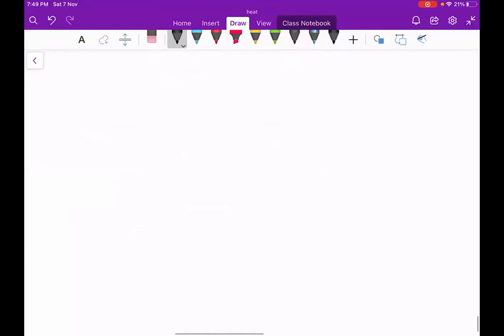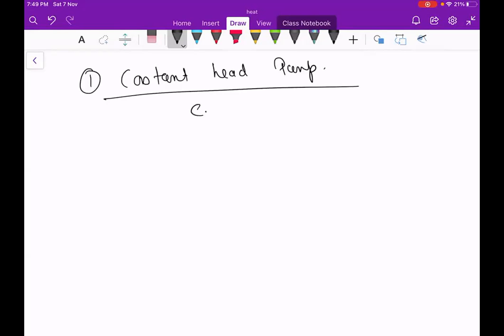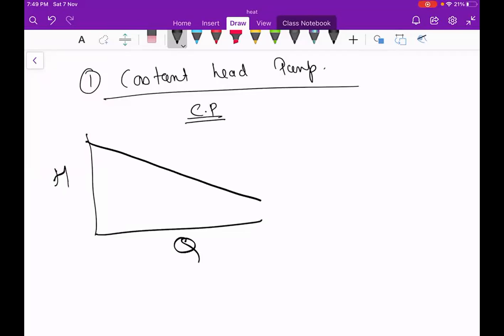So basically, I told in yesterday's lecture one point, that centrifugal pumps are known as constant head pumps. There are three characteristic curves actually. Head versus flow rate. It will be like this in the ideal case, and the real one will be like this.